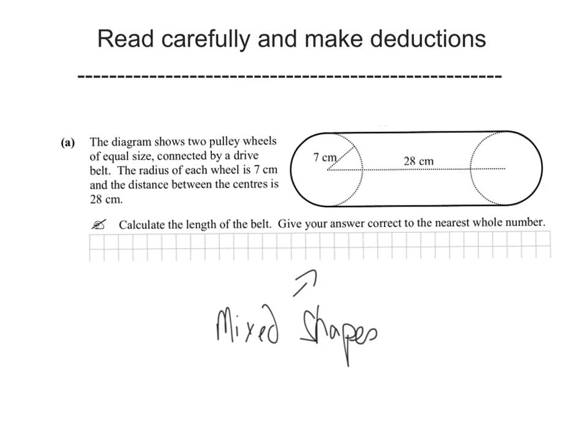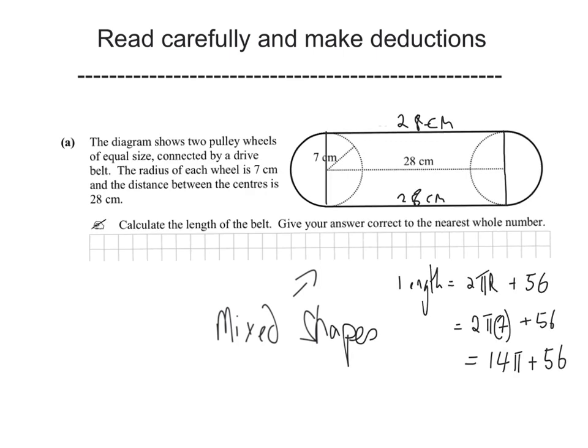Another way of thinking about that is if you join the semicircles together, you get a circle. So all you need to do is get the length of a circle with a radius of 7 centimeters to be able to get the length of this part and the length of this part, and then you simply add it to the two lengths here to get the total length of the belt.